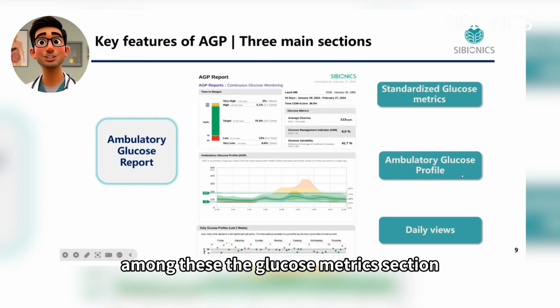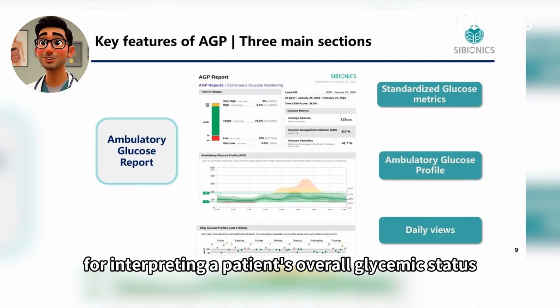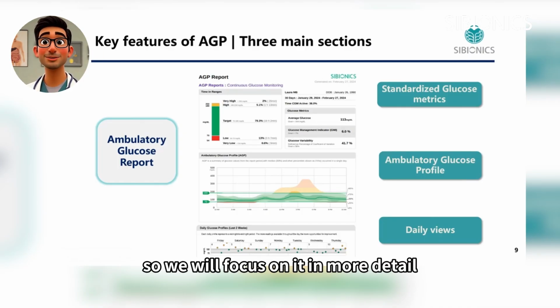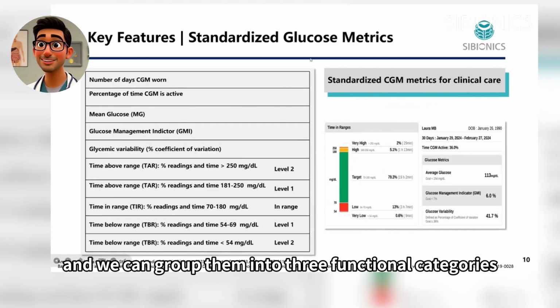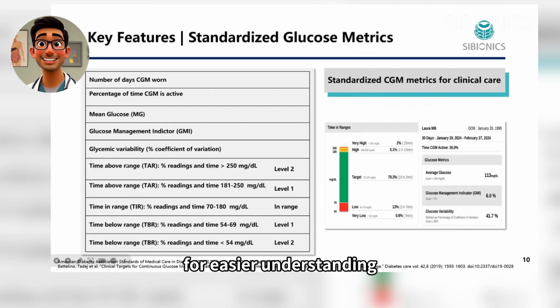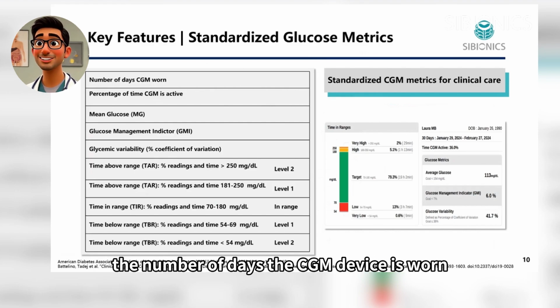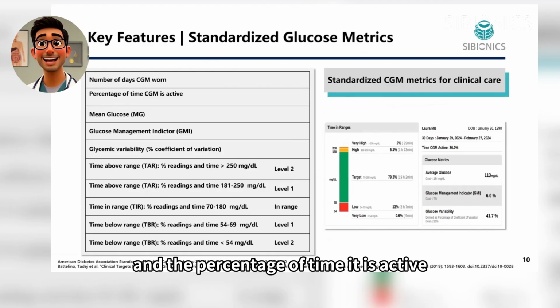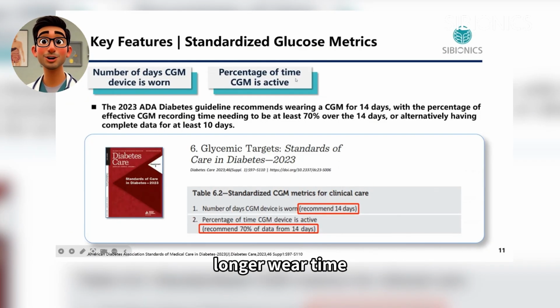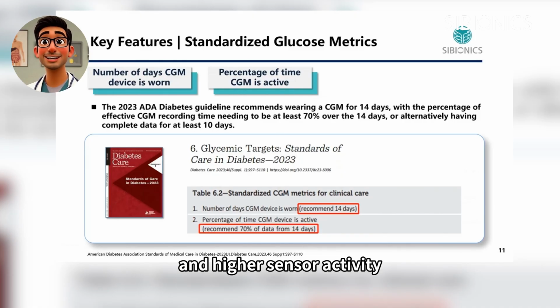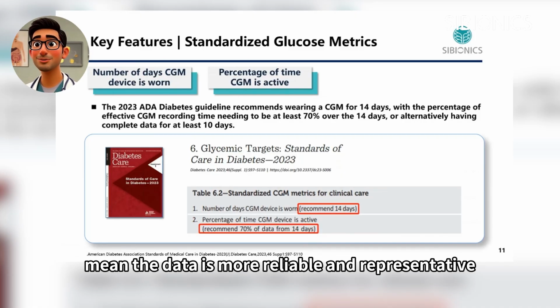Among these, the glucose metrics section is especially important for interpreting a patient's overall glycemic status, so we will focus on it in more detail. There are 10 glucose metrics in total, and we can group them into three functional categories for easier understanding. The first group includes the number of days the CGM device is worn and the percentage of time it is active. These two values reflect the quality of the CGM data. Longer wear time and higher sensor activity mean the data is more reliable and representative.